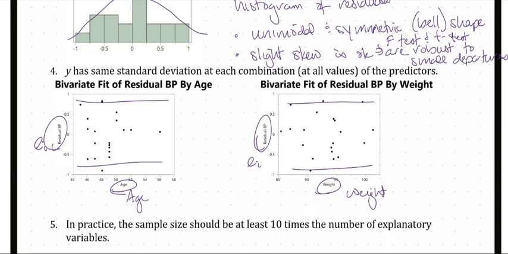So how spread out are they? So here, from 0 out, it's about the same. And for weight, from 0 out is about the same, no matter where I'm predicting. So this is good, and this is good.